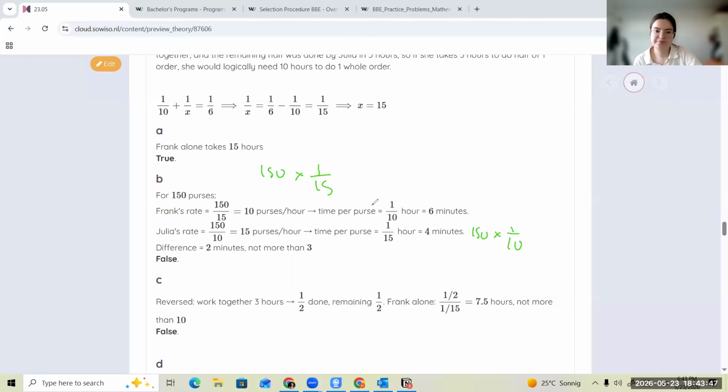Because even if you do 10 purses per hour, it means you do one purse in 6 minutes, out of 60 minutes. If you do 15 purses per hour, that means you do one purse in 4 minutes. I think that's pretty clear.